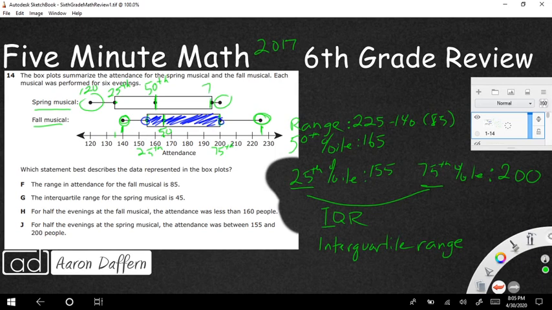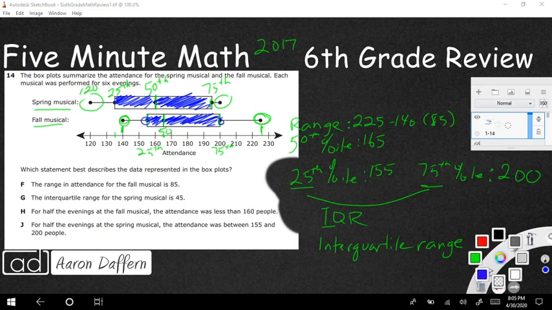That's the 75th percentile. So it's got a much larger interquartile range than the one below it. And then you've got your highest, that's 200. So if I were to shade in the interquartile range here on the spring musical, that is going to have a much bigger difference. That simply means this data set is a little broader and its numbers are scattered out, whereas it's a little bit tighter, at least in the interquartile range, in the fall musical.